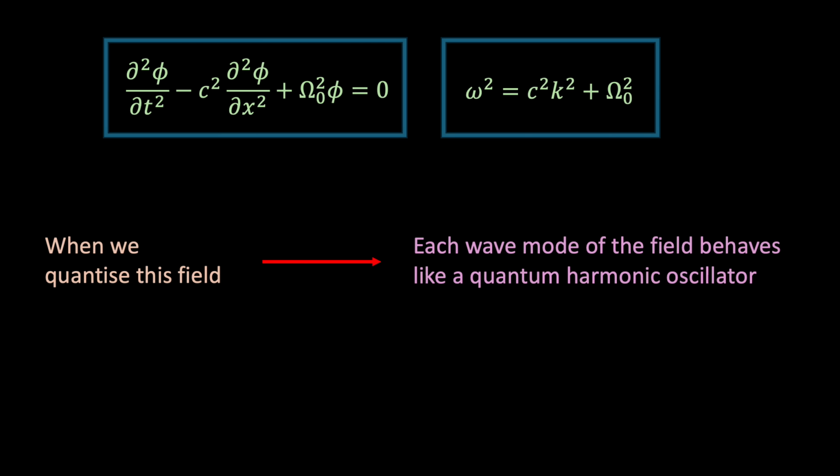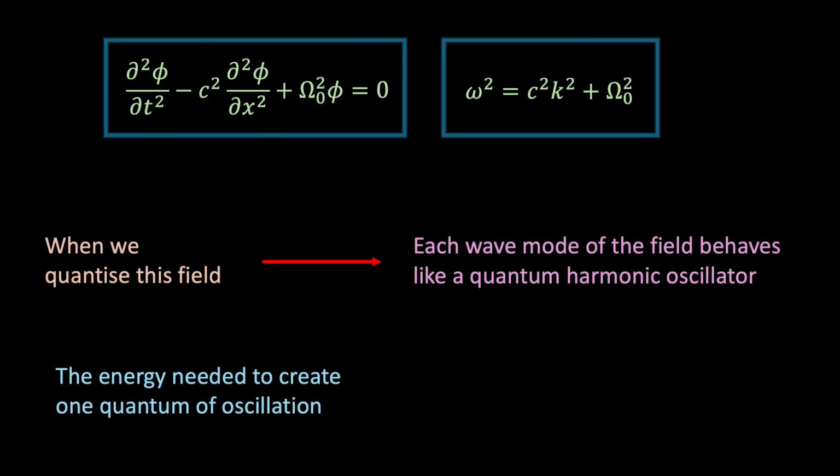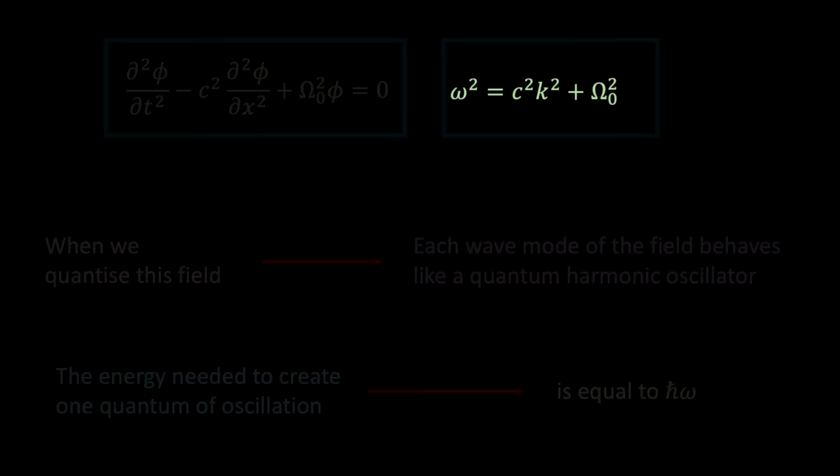Namely, each allowed wave mode of the field behaves like a quantum harmonic oscillator, meaning that the energy of each mode is quantized, and the field can only oscillate with discrete amounts of energy. And the energy needed to create one quantum of oscillation of the field is equal to h bar omega.